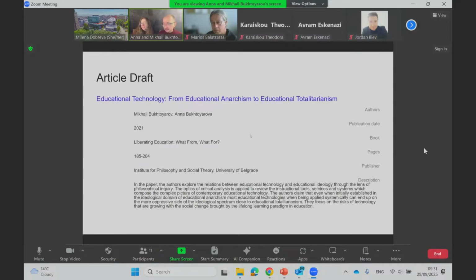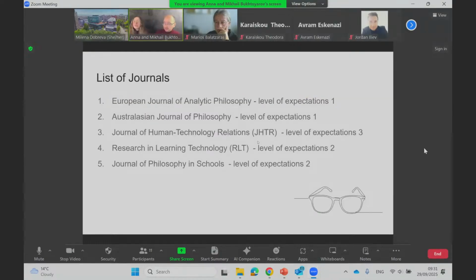This is the article, just to show you that it's quite interdisciplinary. It was really hard to find the niche and the journals that would match this article, because it presents educational technology, philosophy, political philosophy, so it's very much at the intersection. And again, it was published in 2021.